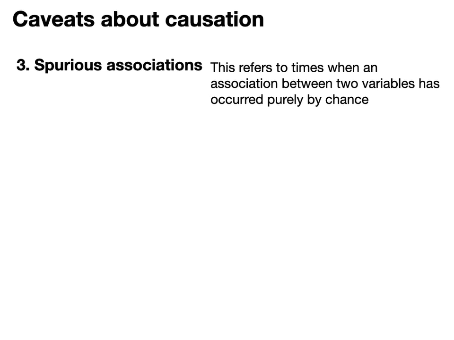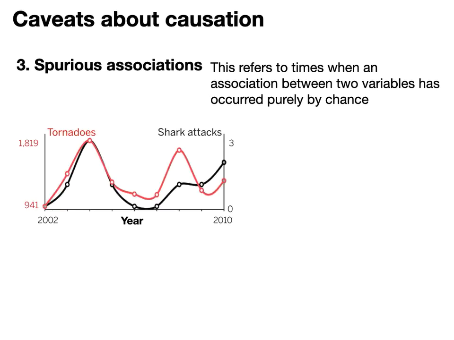Okay, a third possibility to be aware of is spurious correlations or spurious associations. That refers to times when the association between two variables has occurred purely by chance. Okay, so there's lots of examples of this online. This is real data. This is a time series showing you the number of tornadoes in the world per year and the number of shark attacks observed in the world per year. And so we've got year on the x-axis, and then we've got tornadoes shown in red with the y-axis on the left, and then the number of shark attacks is shown in black.